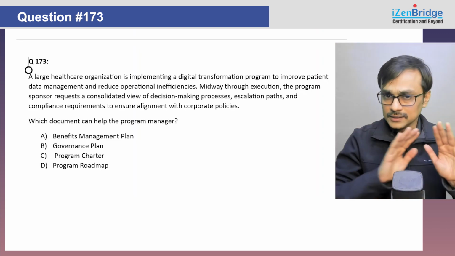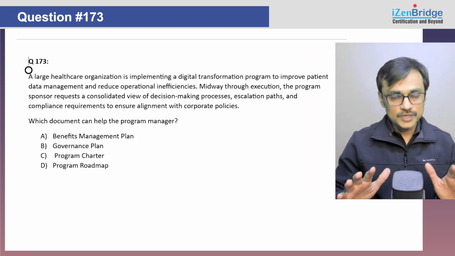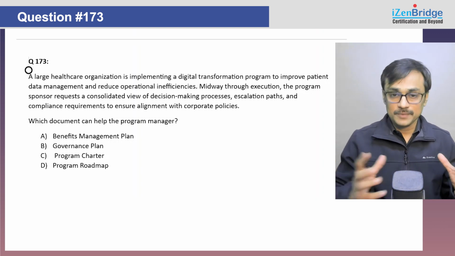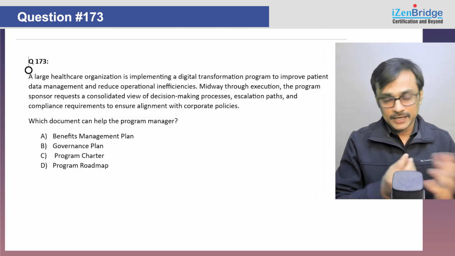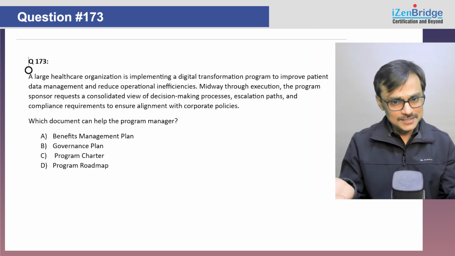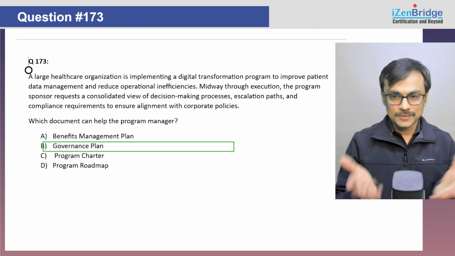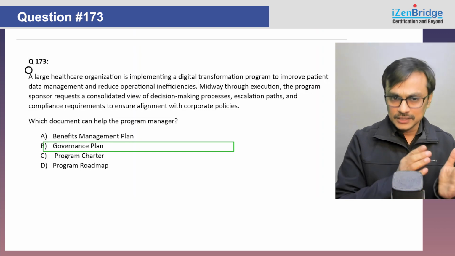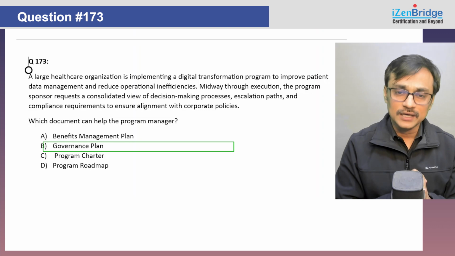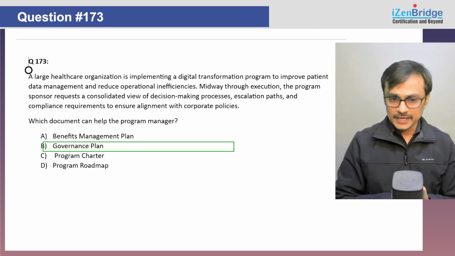Now, if you have read the program management standard well, this question you should consider as an easy question. But though easy questions can also come in the exam and you need to know the documents well, and that's why I'm adding these questions. So what is the answer? Obviously the governance plan. Governance plan talks about exactly what is written in the question, the overall process of decision making, escalation path, and how do we ensure that we align to the corporate policies. So option B is the right answer here.